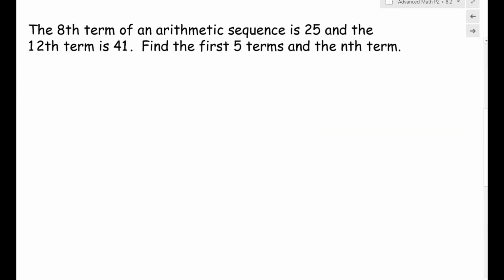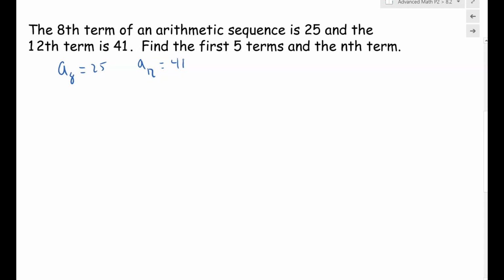All right, so let's look at this here. It says the 8th term of an arithmetic sequence is 25. So a sub 8 is 25. And then it also says the 12th term, a sub 12, is 41. We want to find the first 5 terms and the nth term.